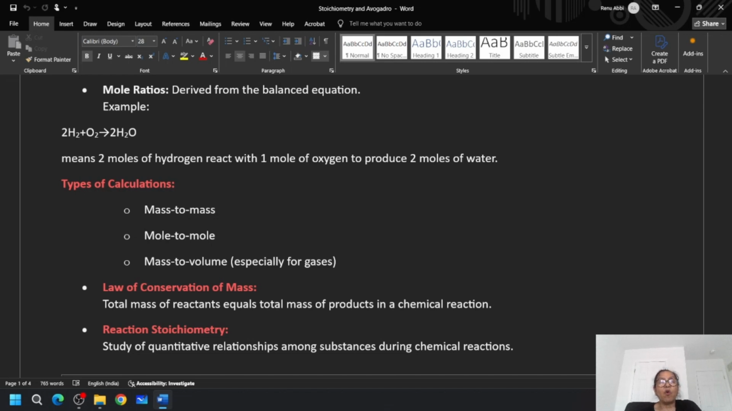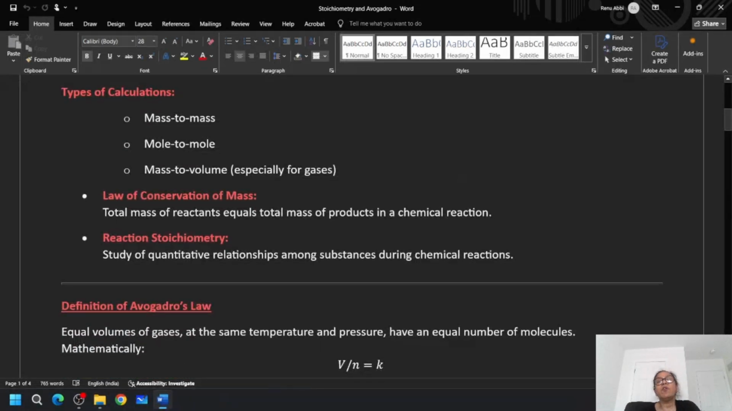Or mass to volume: sometimes solid reactants are used and they produce a gas, so we can calculate the mass to volume relationship, and basically mass to volume is used for the gaseous product.